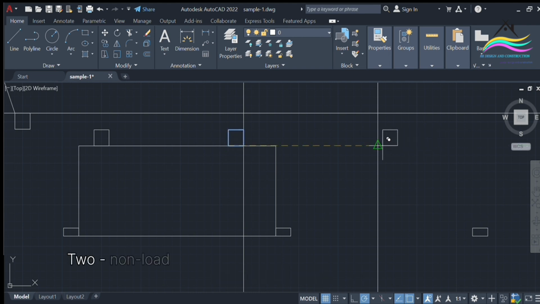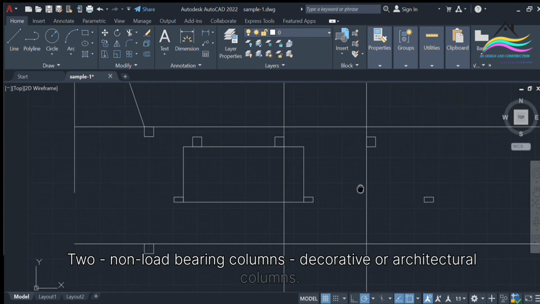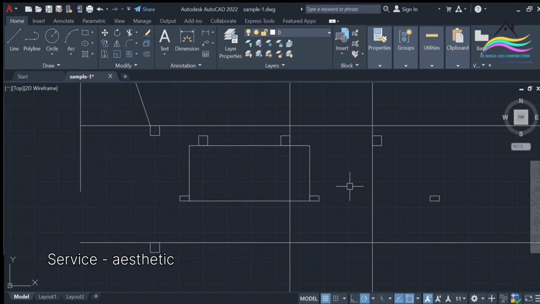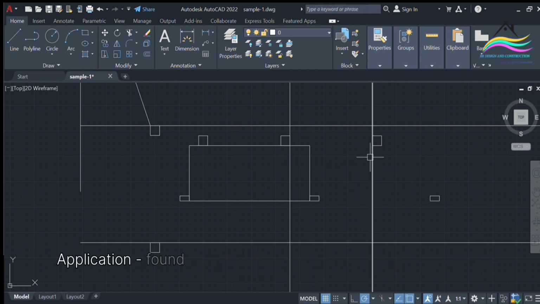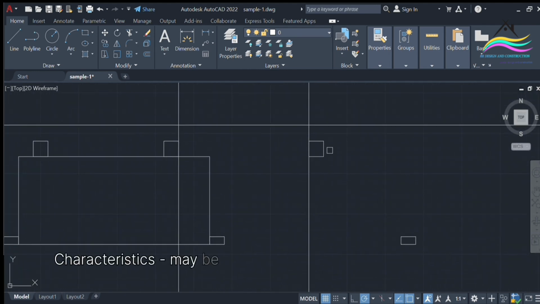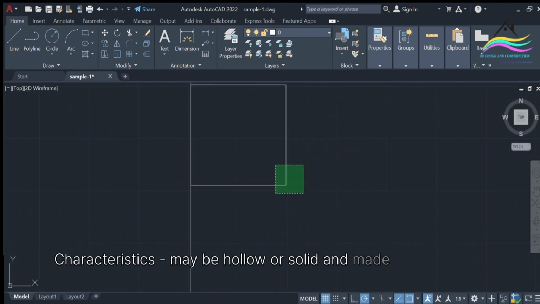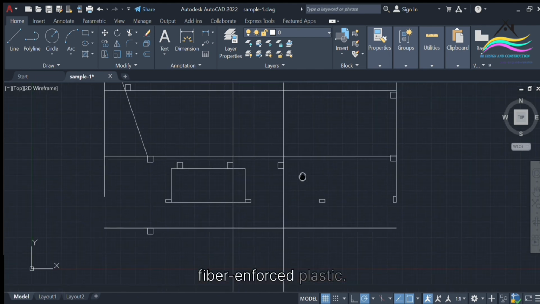2. Non-load-bearing columns, decorative or architectural columns. Purpose: serve aesthetic or architectural purposes, not intended to carry structural loads. Application: found in facades, entrance porches, or interiors for visual appeal. Characteristics: may be hollow or solid and made from materials like stone, wood, or fiber-reinforced plastic.